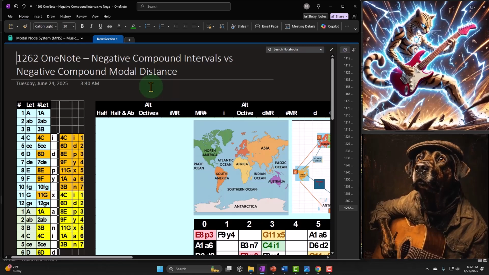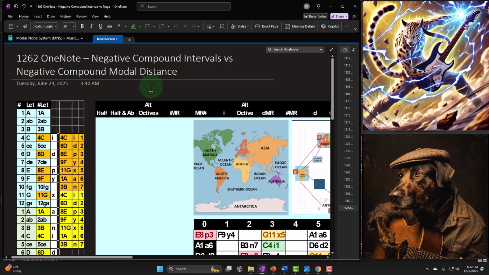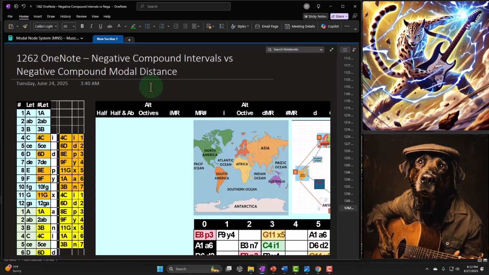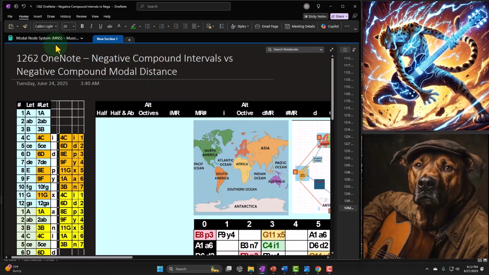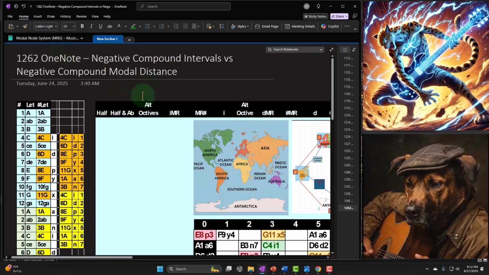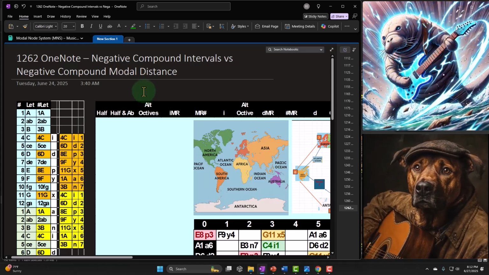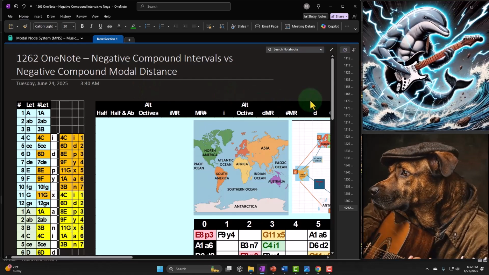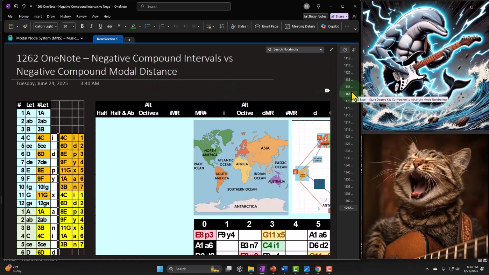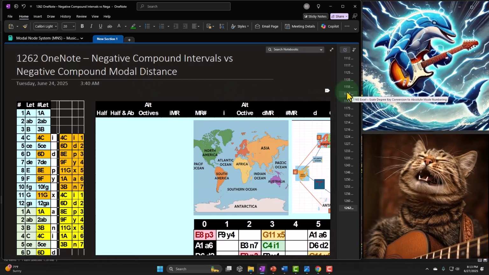You're not required to, but if you have access to it and would like to follow along, we're currently in the OneNote file of Modal Node System, MNS Presentation 1262, OneNote, negative compound intervals versus negative compound modal distance. List of presentations, which we plan on adding plenty more to shortly.